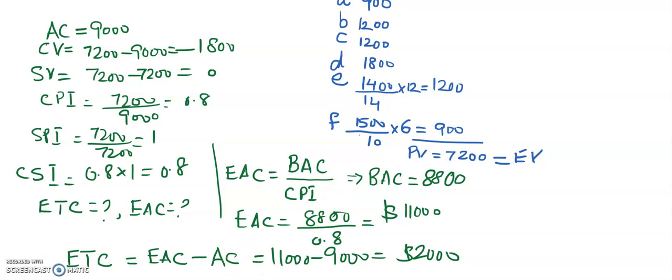One more thing I want to point out is that the estimate at completion formula here assumes that the same situation will continue in the future as well. Based on this assumption we use this formula, and this is the most common formula which is used. There are other situations as well, but we are not looking into those for the calculation of estimate at completion.